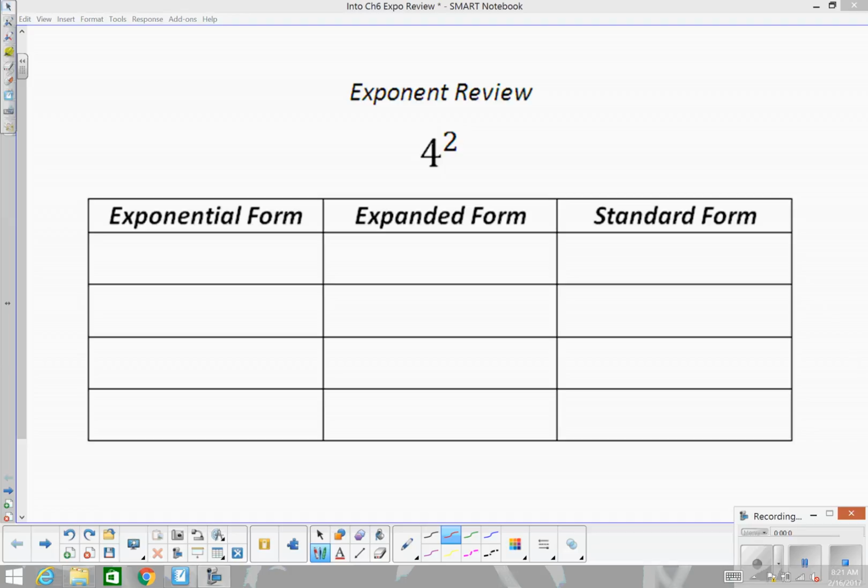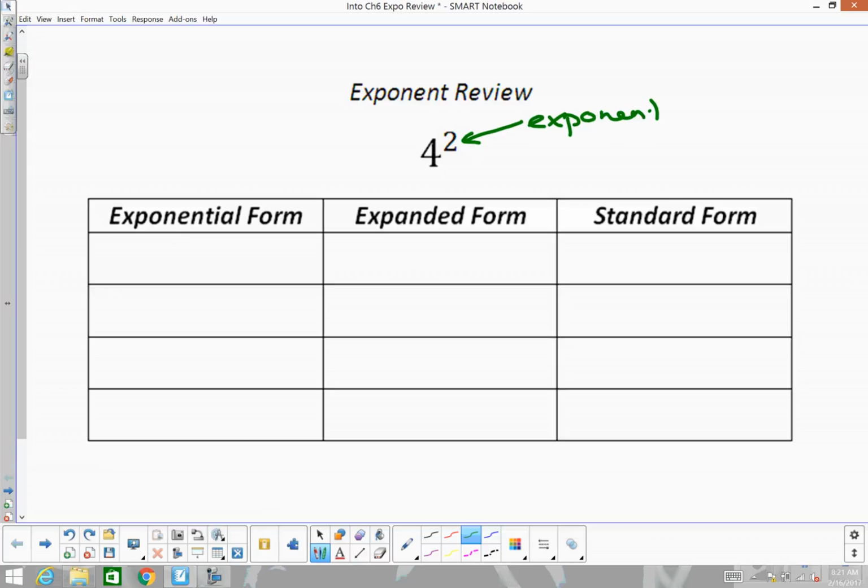Okay, today we're going to do a short review on exponents. So if I look at 4 raised to the second power, let's break that up into parts. My 2 is going to be called my exponent, just a little number, okay? And then that big 4 is going to be called my base. Whatever's the bigger number, think bigger B for base, smaller number, exponent.